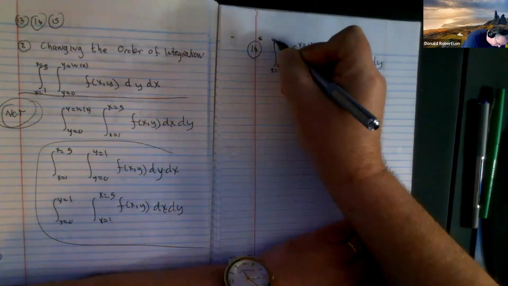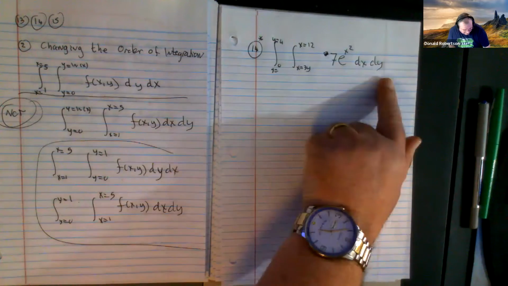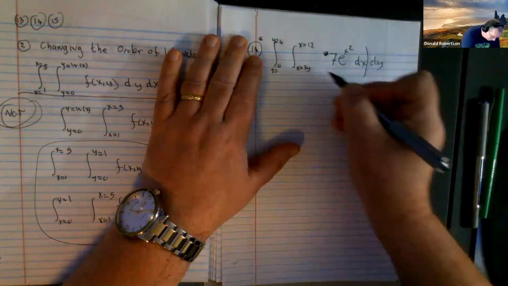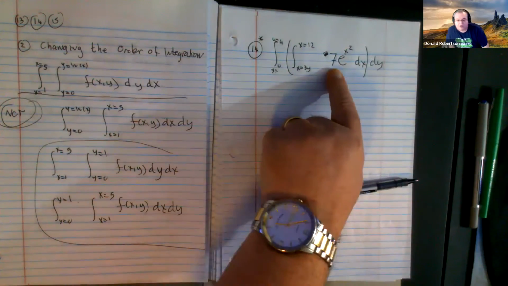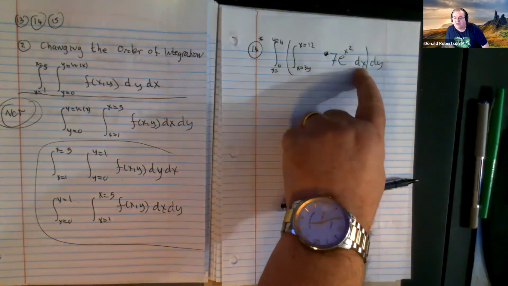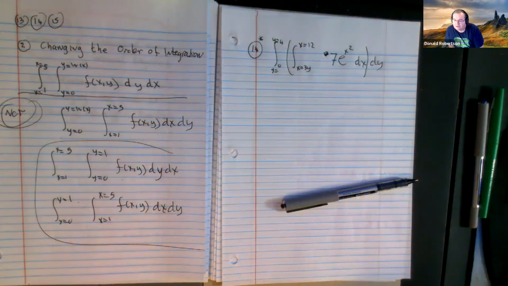From this version into the other. Well, let's imagine that I tried to do this integration in the order that it's written. Won't I have to integrate 7e to the power of x squared with respect to x? Agreed? Right? If I do it in that order.